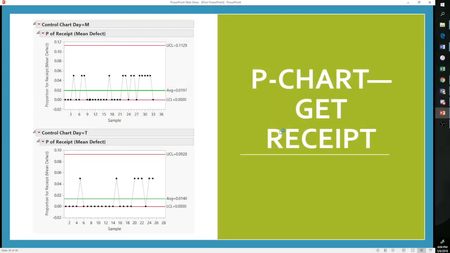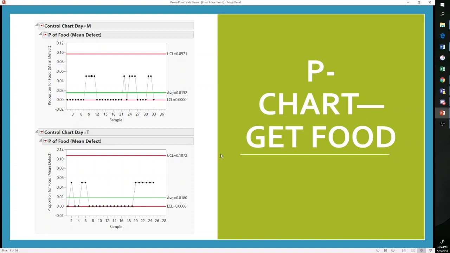For the final control chart, we have the P charts of getting receipt, and on top it's Monday, Wednesday, Friday, and the bottom is Tuesday, Thursday. And the same with the time to get food, on top Monday, Wednesday, Friday, and on the bottom Tuesday, Thursday.